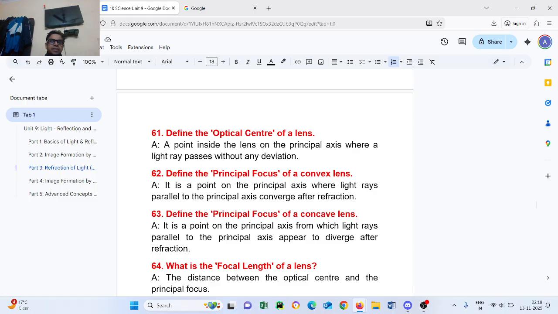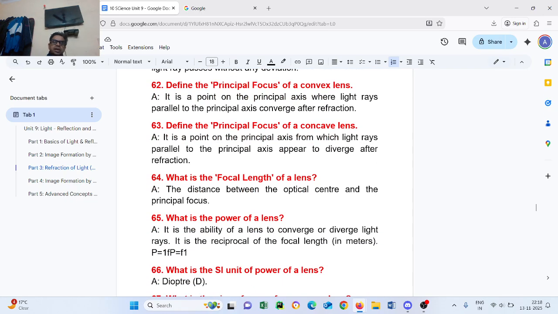Question number 63. Define the principal focus of a concave lens. It is a point on the principal axis from which light rays parallel to the principal axis appear to diverge after refraction.